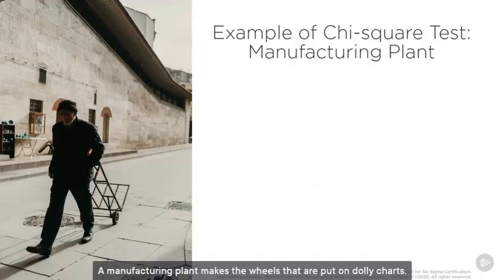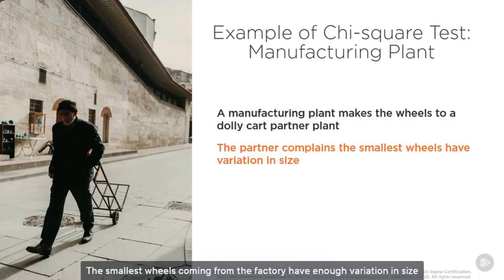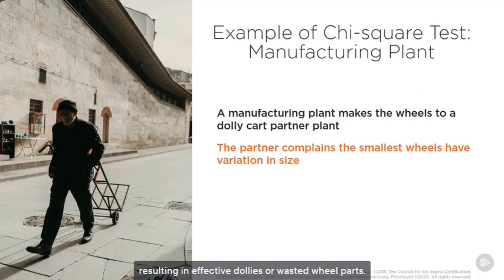Let's work an example. A manufacturing plant makes the wheels that are put on dolly carts. The plant provides 3 sizes of wheels to a partner plant, which makes the dolly itself and uses the wheels to complete the process. The partner plant makes a complaint. The smallest wheels coming from the factory have enough variation in size to cause stability problems with the final product, resulting in defective dollies or wasted wheel parts.